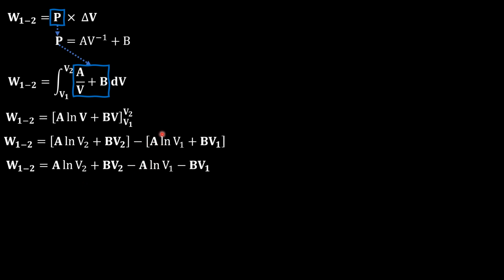So now we will open the parentheses, and that's what we're going to have in here. So now, as you can see, we have A ln V2 and we have A ln V1. And here B times V sub 2, and B times V sub 1. So these are the common terms.